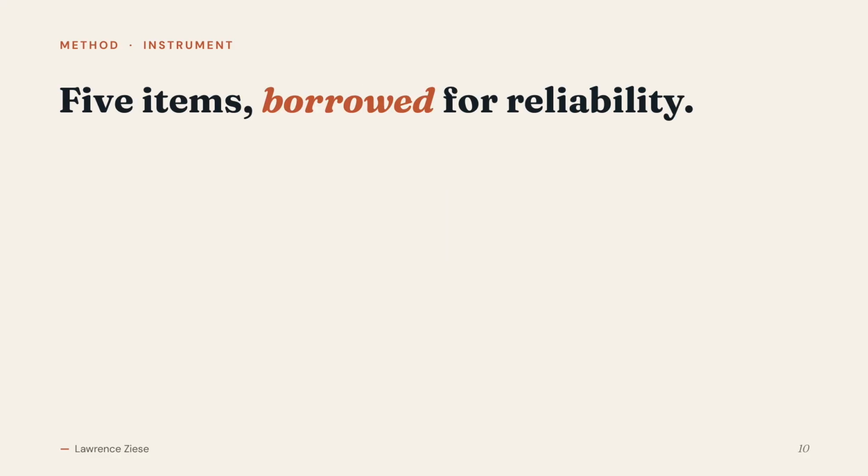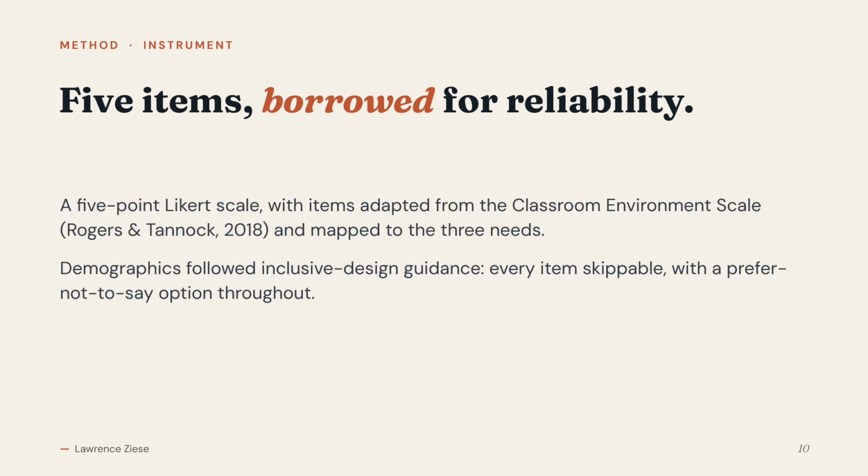The instrument was a 5-item Likert scale, 1 to 5, plus 4 demographic items. The items were adapted from the classroom environmental scale used by Rogers and Tannock, and then mapped to the 3 needs. Borrowing validated items is a deliberate reliability move.